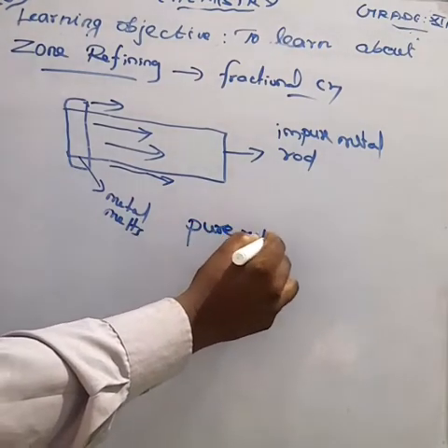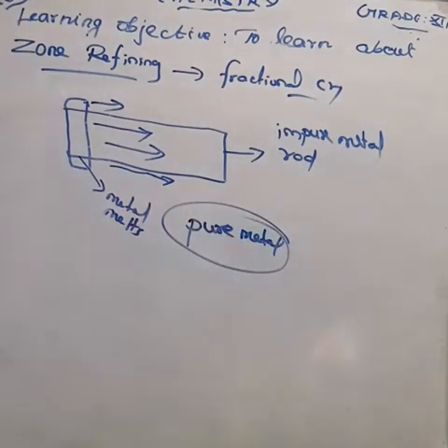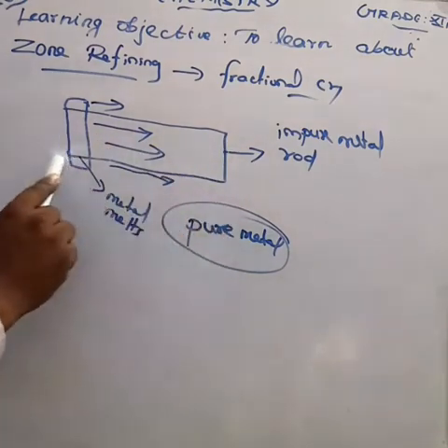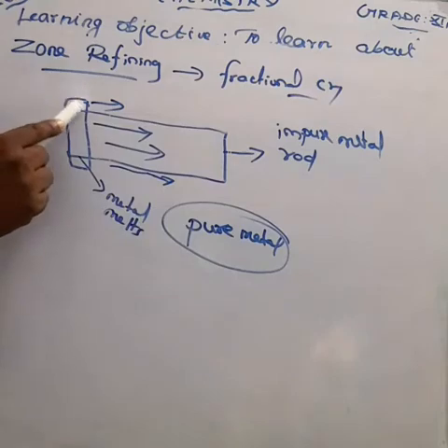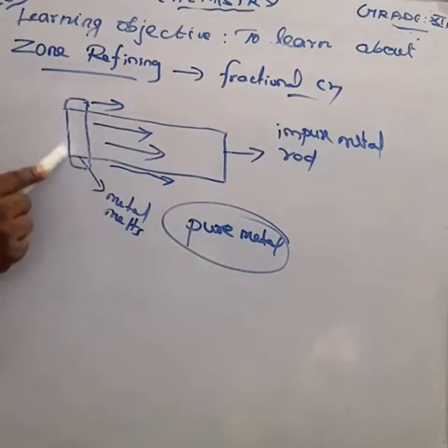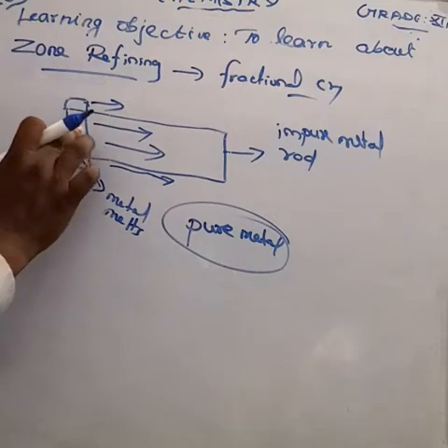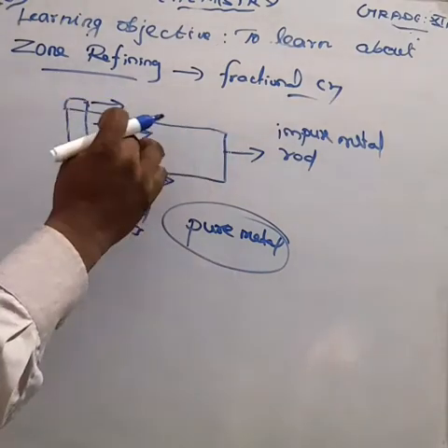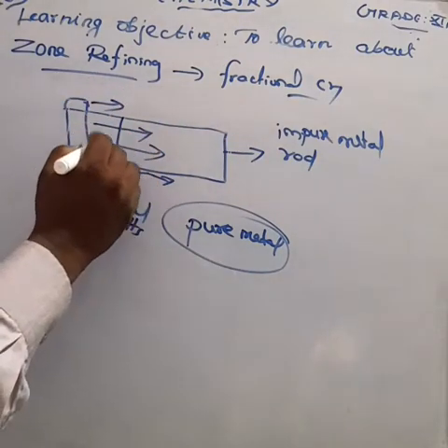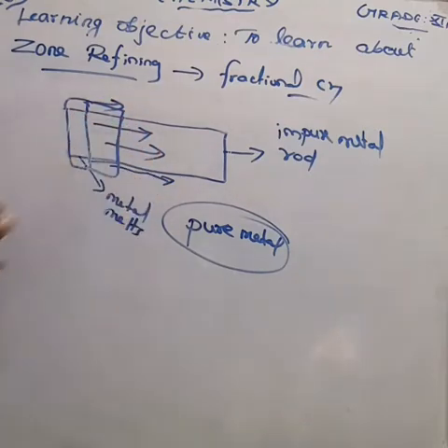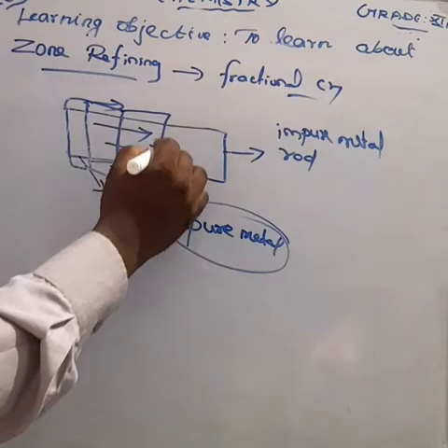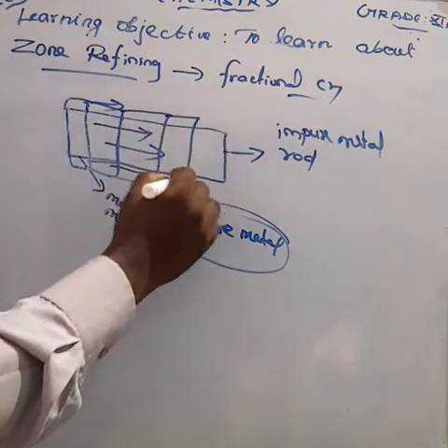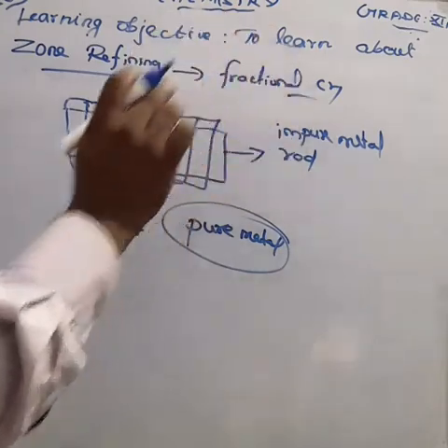Listen, all of you. First, what is the experiment here? I am taking a metal rod and placing the mobile heater here. When I am heating this area, the metal is crystallized, and the impurities will go here. Next, I am placing the mobile induction heater here. Here also, due to the heat, the pure metal is crystallized, and the impurities move here. If we keep doing this several times, we can achieve a pure metal.